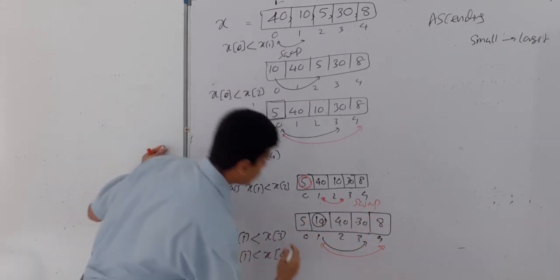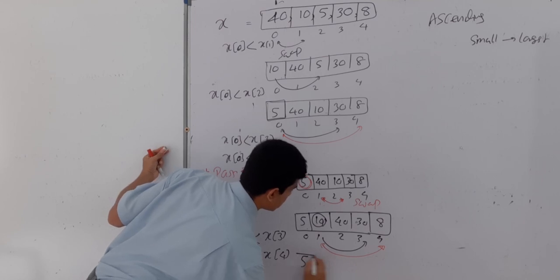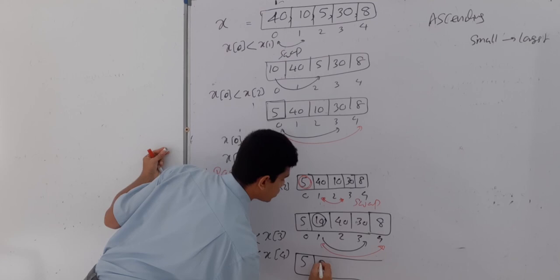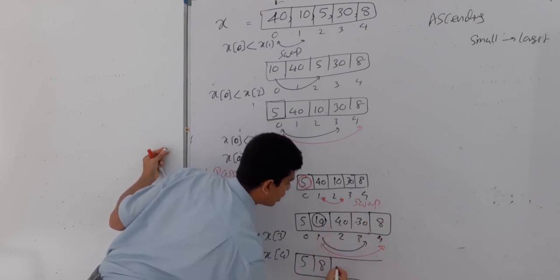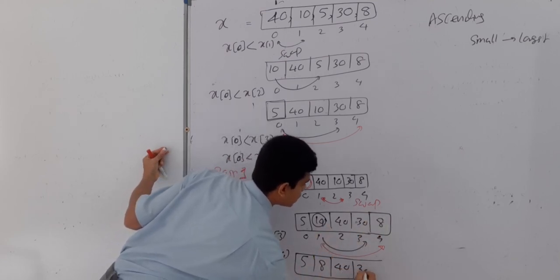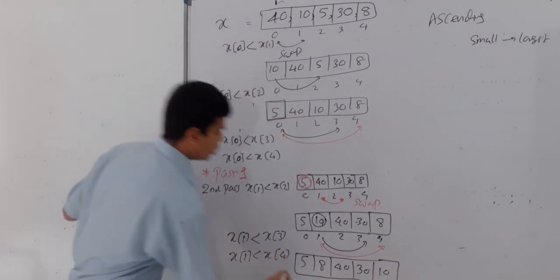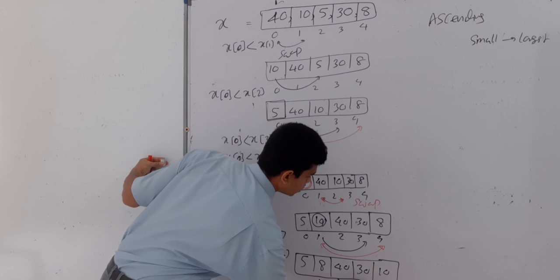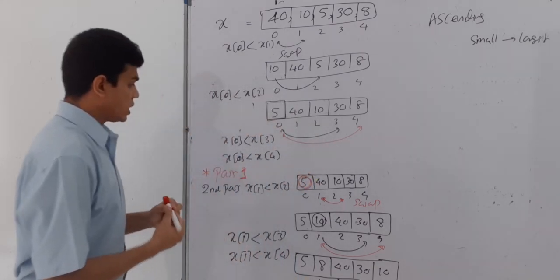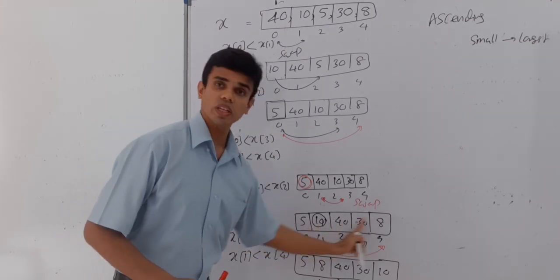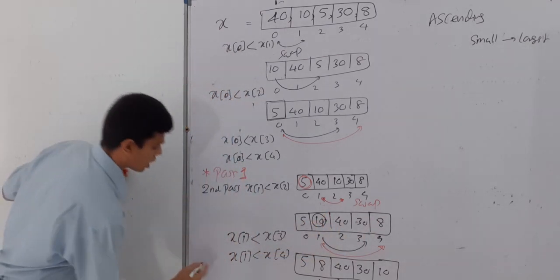So, then after that, 5 will remain here. And from the rest, the next smallest will be brought here. That is going to be 8. Then this 10 goes there. 40, 30 as well as 10 comes here. Now, the positions are 0, 1, 2, 3, 4. Then the second pass is also over. Why? I compared this with the rest of the numbers. Pass 2 is done.